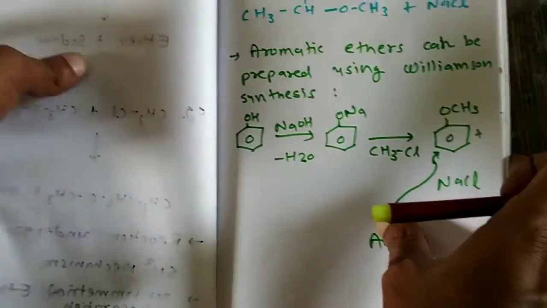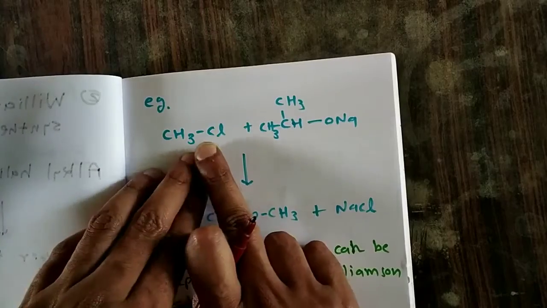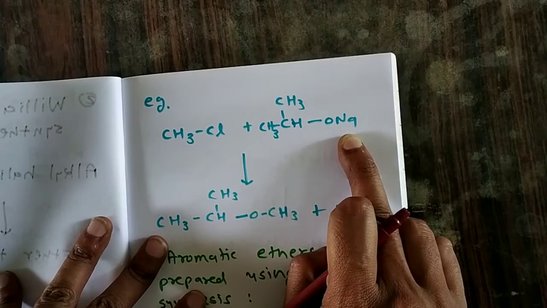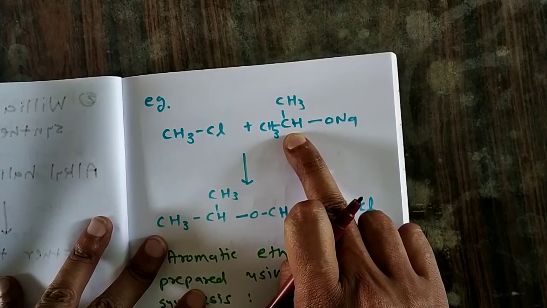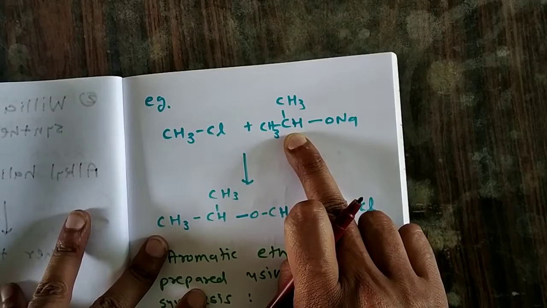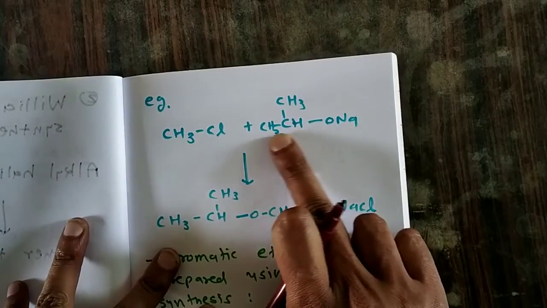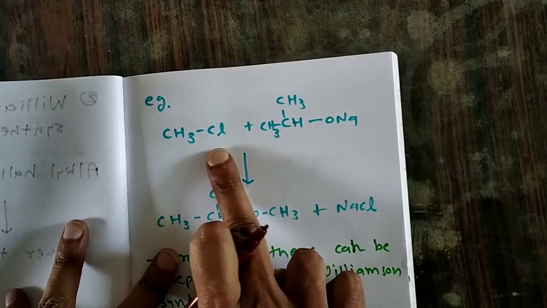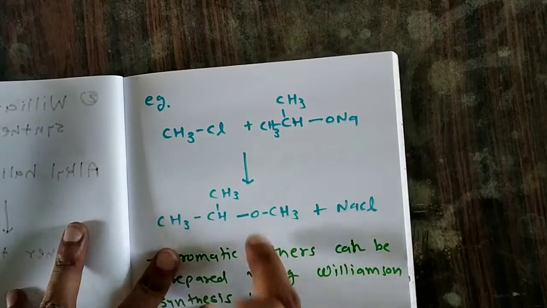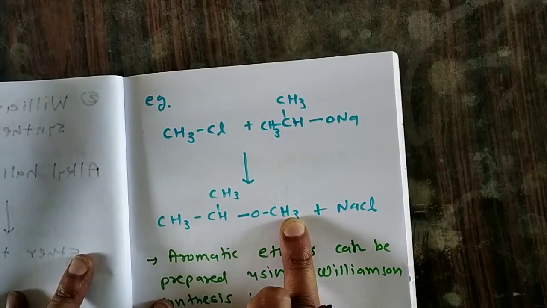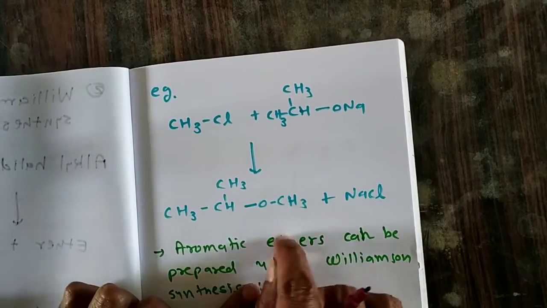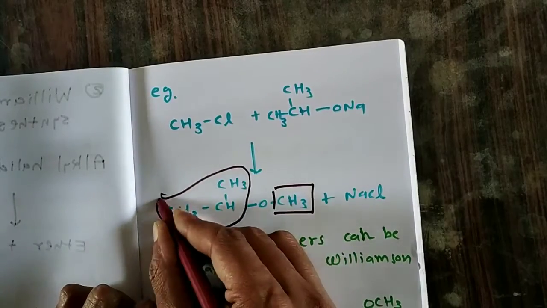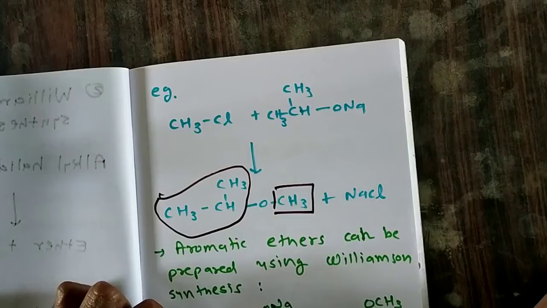You can see here, second example, this one is CH3Cl like the previous one. Now second starting material is different here. We have 2 degree sodium alkoxide here. When they react together, remove NaCl and combine these both. So you can see our product is ready. Now in that, this one is 1 carbon chain and this one is 3 carbon chain. So it is unsymmetrical ether.